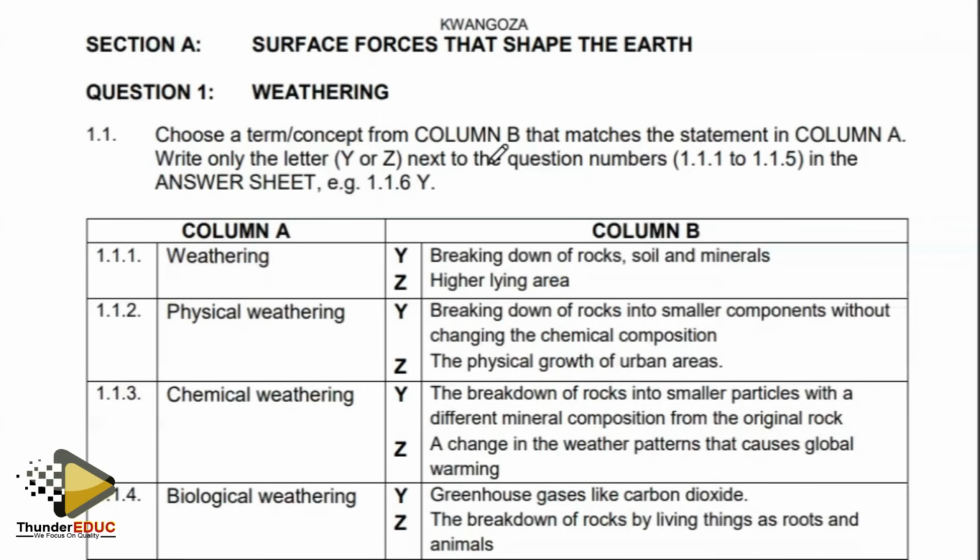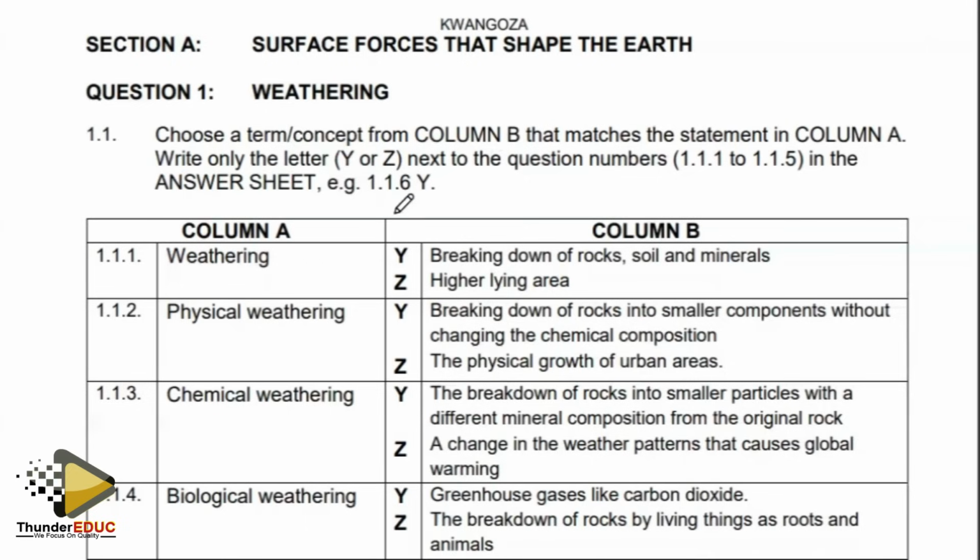When you look at column A, it has terms, and column B has definitions. In column B we have Y and Z, meaning they are giving you two definitions. So you choose the suitable definition that defines a particular term.